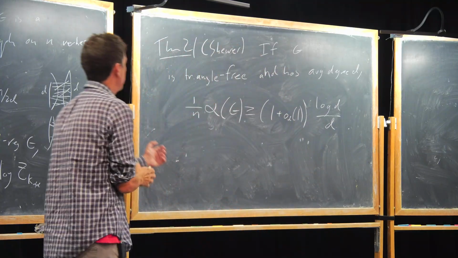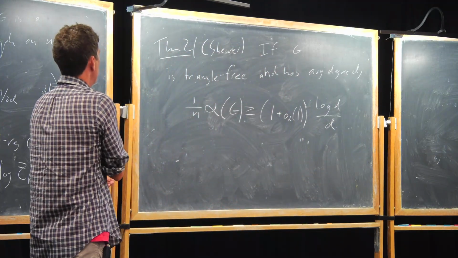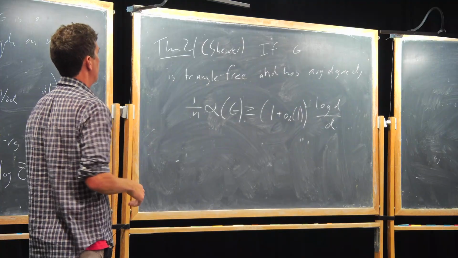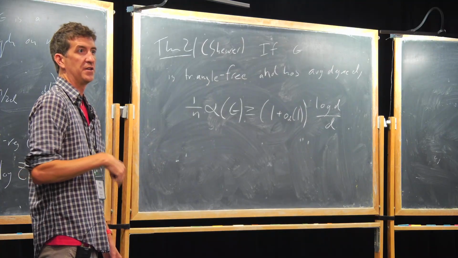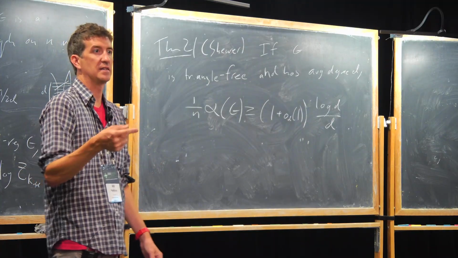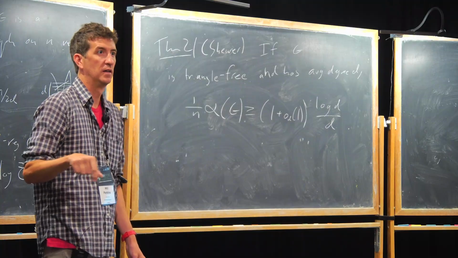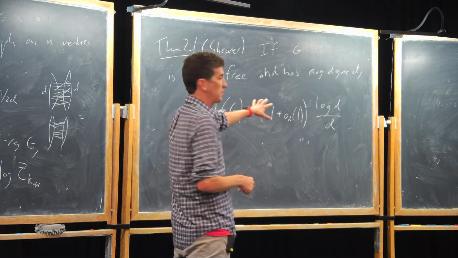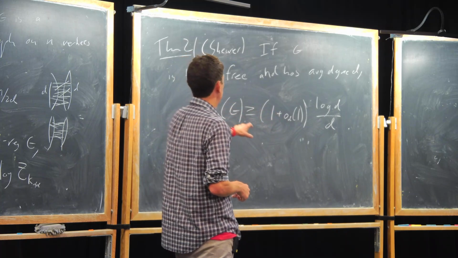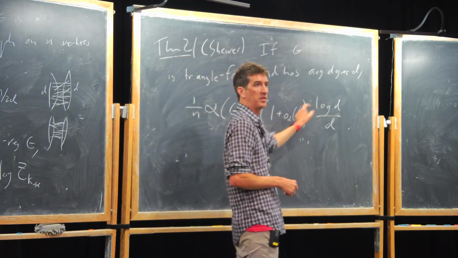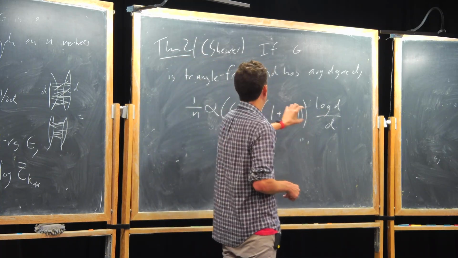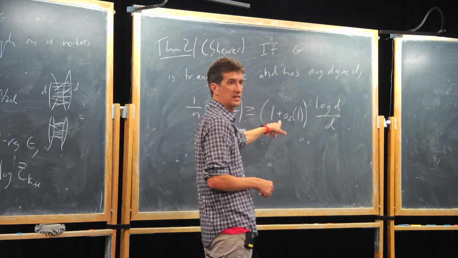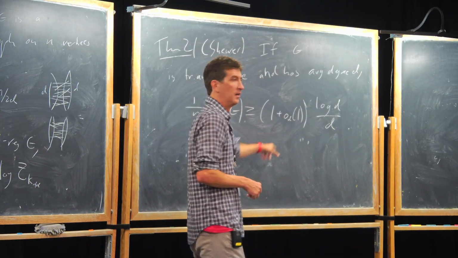You all know the theorem that says if you have a graph of maximum degree D, then your independence number density is at least 1 over D plus 1. What this theorem is saying is if you're triangle free, you get better. So Ajtai, Komlós and Szemerédi got the log D, but with a small constant. The point of Shearer's theorem is getting this constant 1.